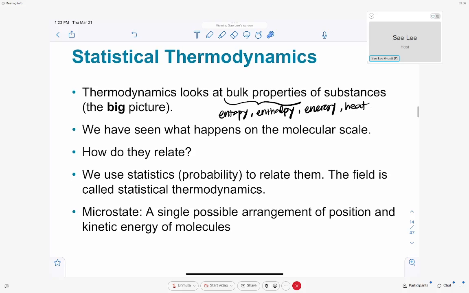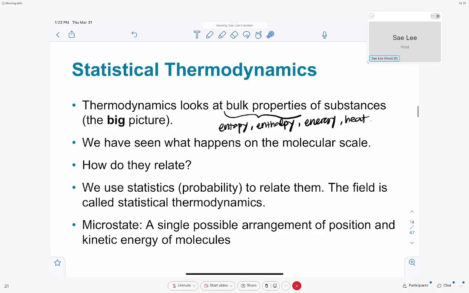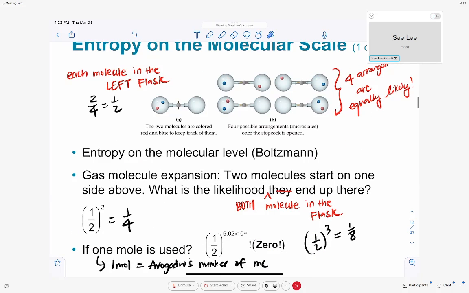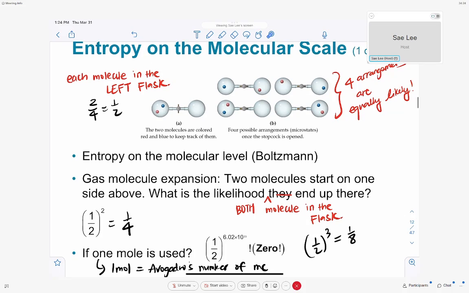The example that we observed in the previous slide gave us a good idea of how the number of possible arrangements helped explain why gas expands. There was an increased number of possible arrangements when the stopcock was opened. This increase in possible arrangements of molecules indicates an increase in randomness, an increase in disorder of the system.